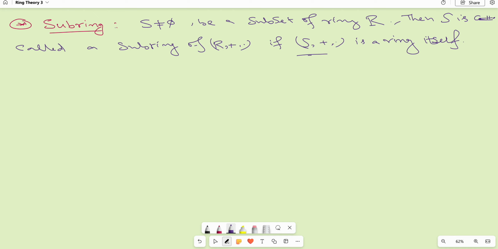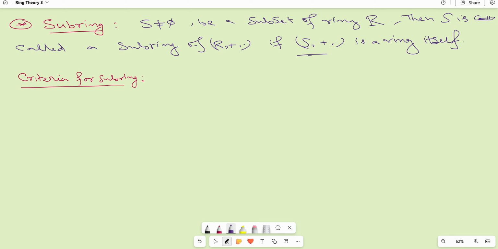What is the criteria for a subring? What is the criterion for a subgroup? H is a subgroup of G if for any a, b inside H, a minus b, or a b inverse, is in H, then we say H is a subgroup, right? Similar kind of things will happen in a subring. So the criteria to check for a subring.